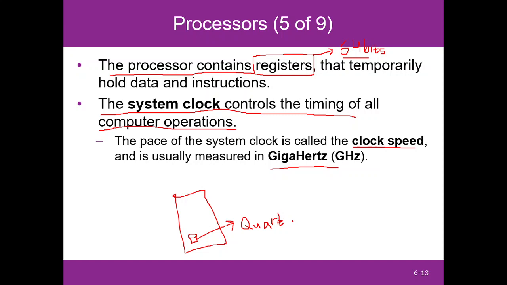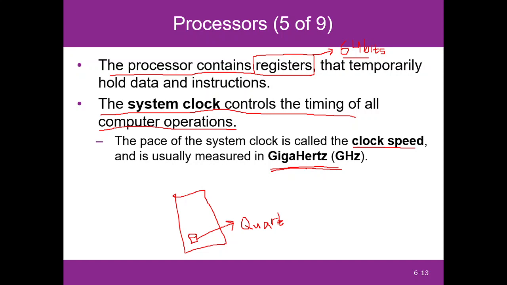Aapki ghadiyon mein bhi quartz crystal oscillator use hota hai. Wo crystal oscillator ek khas regular frequency se oscillate karta hai. So say uska time period 1 second hai, theek hai? To agar uska time period 1 second hai, to phir aap usko use kar sakte hain for creating or making a clock.